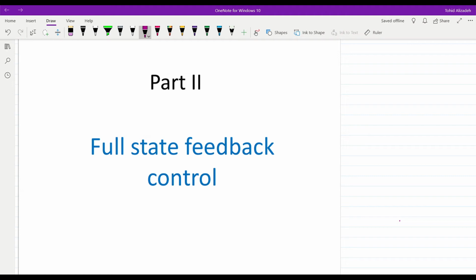Hello everyone. In this video we are going to learn about the full state feedback control. Now that we are familiar with different representations that we can have in the state space domain, it's time to see how this state space representation could be helpful in designing the controllers.